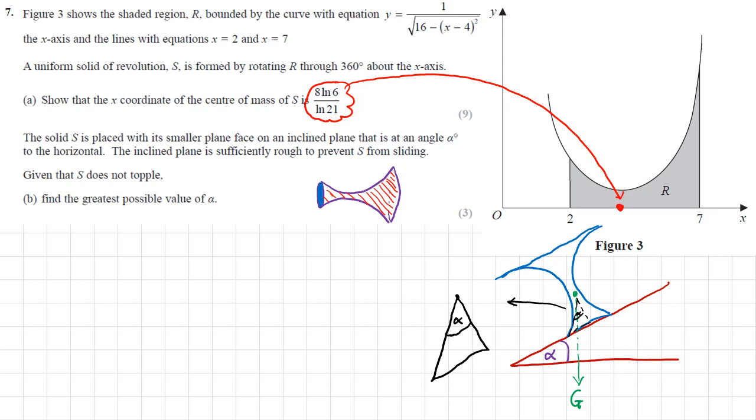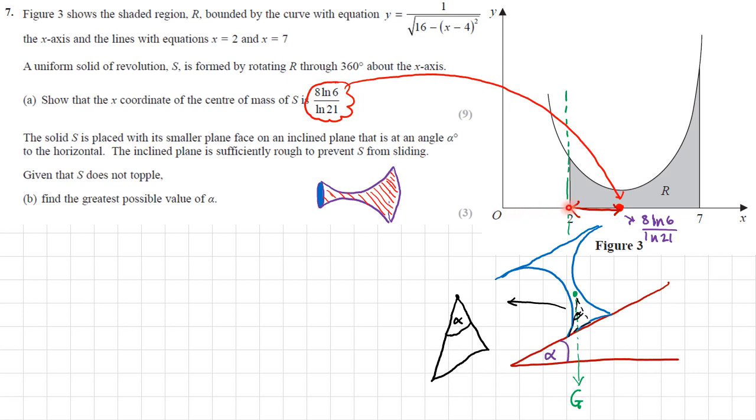And I need to know how far up that centre of mass is from this bottom face, which is in contact with the plane. So the plane is actually here. This is where the plane would be. So if I can find this distance here, so I've got this centre of mass, let's write it down. This is the 8 log 6 over log 21. That is going to be the same as this distance here. So this 8 log 6 over log 21 is the distance from the origin.